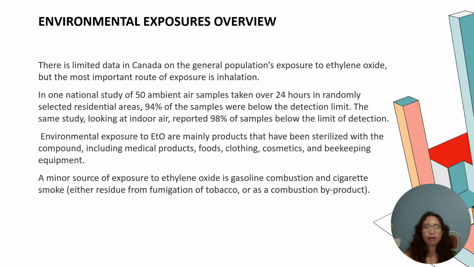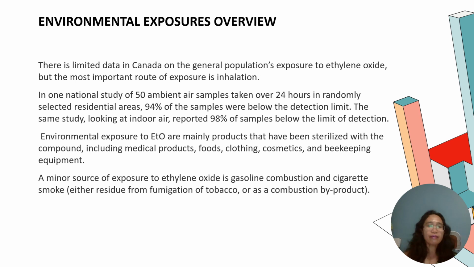Environmental exposure overview. There is limited data in Canada on the general population exposure to ethylene oxide, but the most important route of exposure is inhalation. In one national study of 50 ambient air samples taken over 24 hours in randomly selected residential areas, 94% of the samples were below the detection limit. The same study looking at indoor air reported 98% of samples below the detection limit.